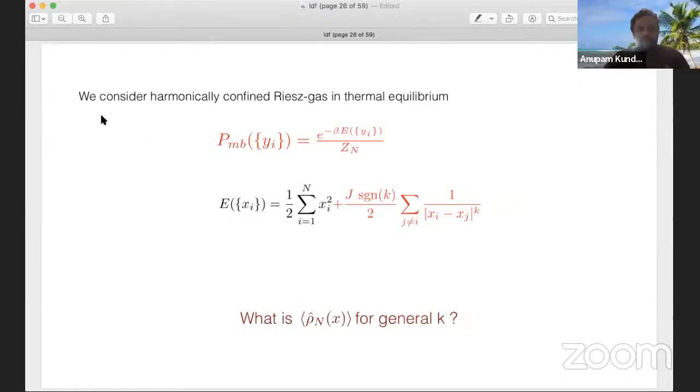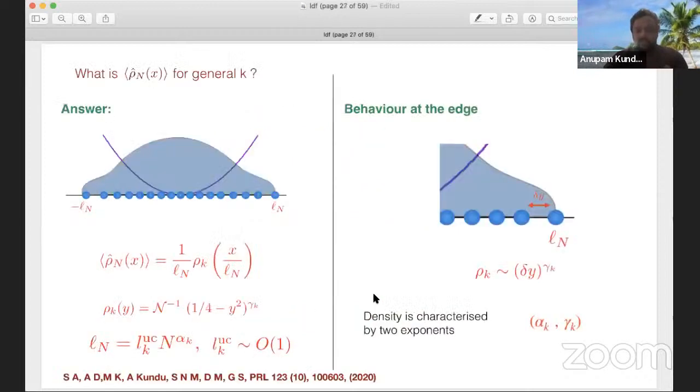Okay, so we consider a harmonically confined Riesz gas described by this energy function in thermal equilibrium, which is described by this Boltzmann distribution. And let me ask the first question: what is the density for general K? It turns out that for general K also the particles settle down over a length scale L_N, which possesses a scaling form. And the scaling function is given by this, where y is x by L_N. The scaling function is characterized by an exponent gamma_k.